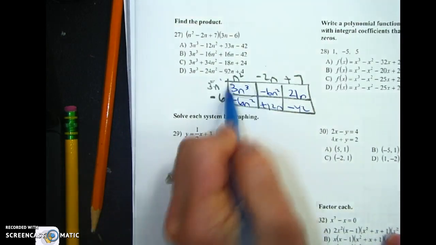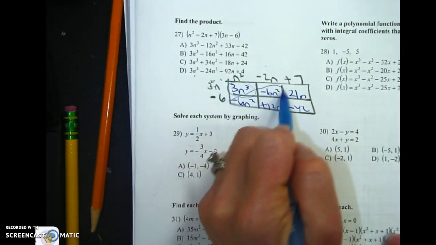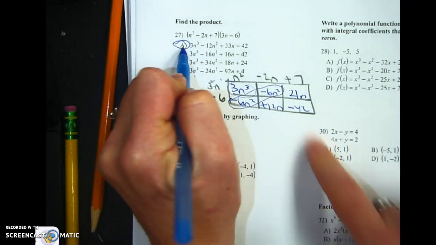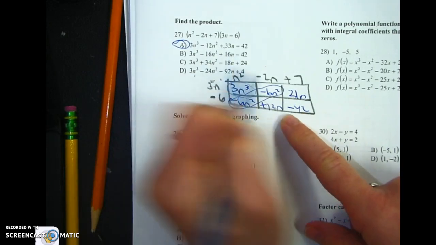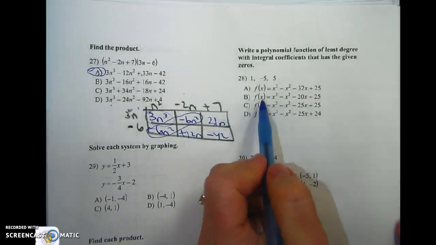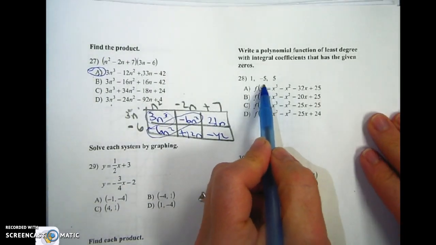And then it starts with 3n cubed, that's all of them. Negative 6n squared and negative 6n squared is negative 12n squared. Let me just double check. 21 plus 12 is 33 minus 42. So it's A.